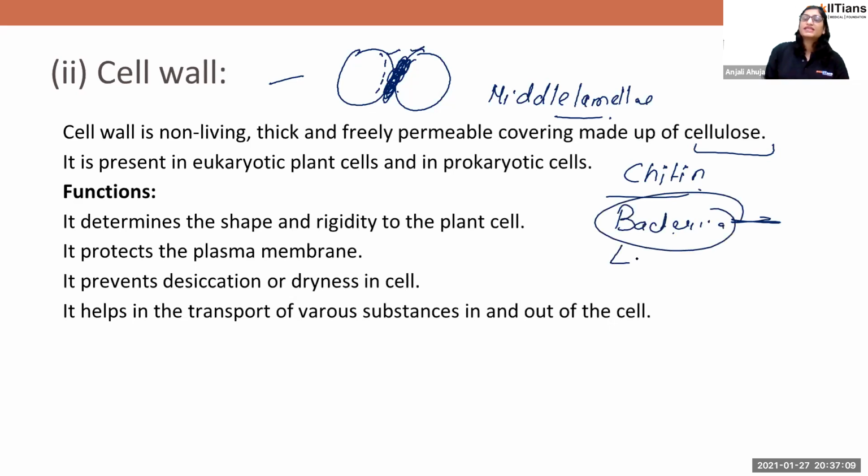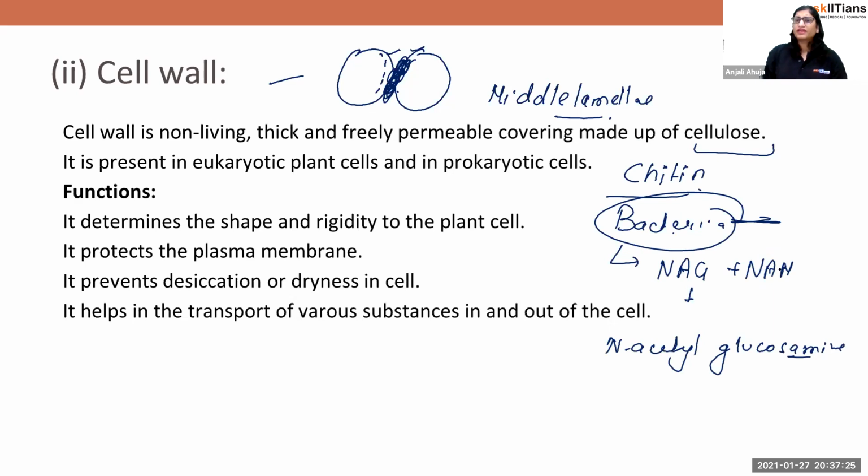In bacteria, there are additional molecules present in the cell wall, which are known as NAG and NAM. Remember this additionally. NAG full form is N-acetyl glucosamine. This is a type of carbohydrate, by the way. You just have to remember the name. NAM is N-acetyl muramic acid.